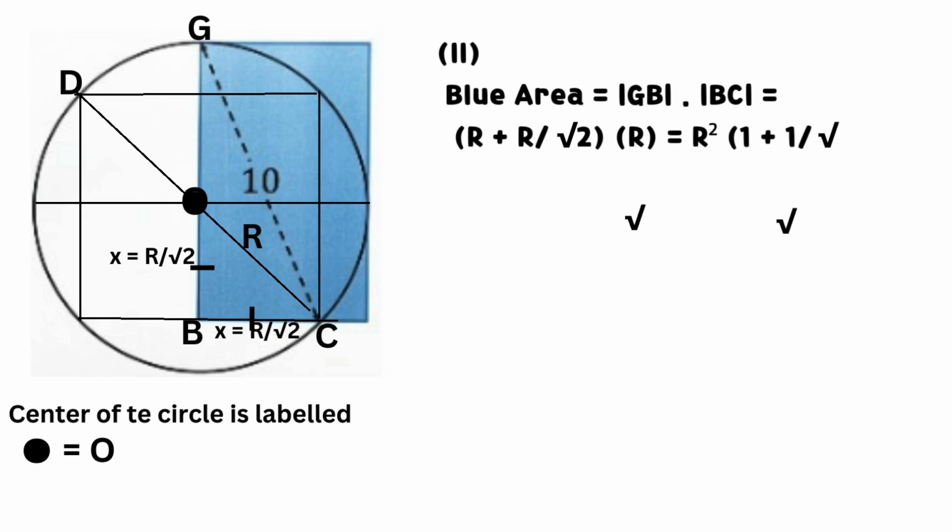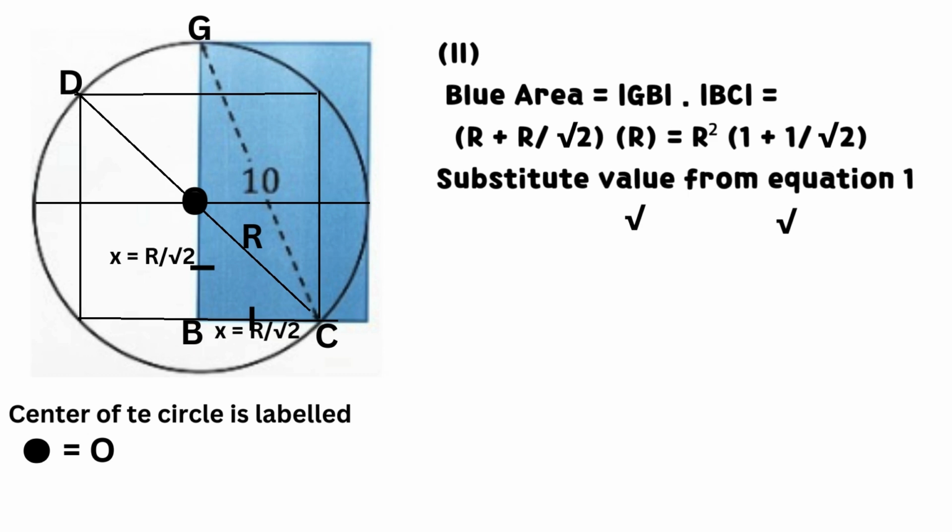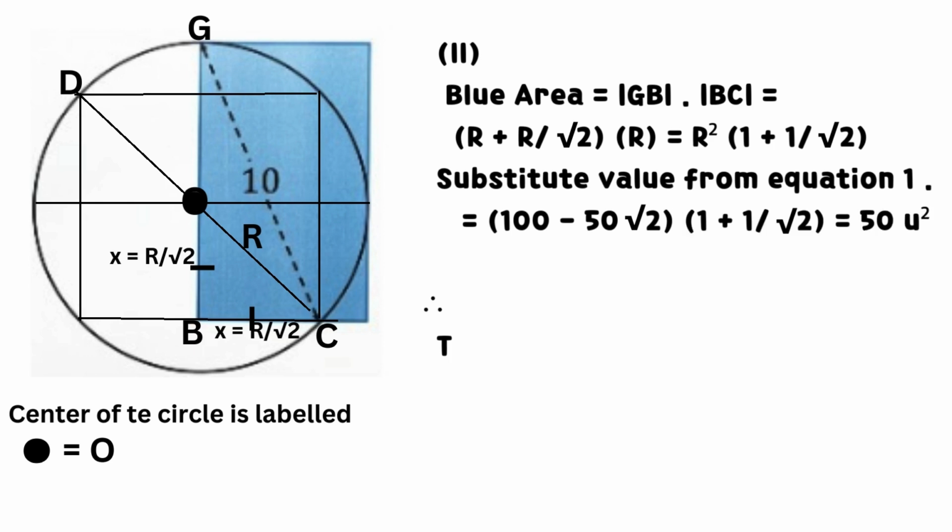Solution to question 2. Blue area equals the product of line GB and line BC, which equals the product of the square of R and the sum of 1 and 1 divided by the square root of 2. Substitute value from equation 1. Simplify and we have our result to be equal to 50 square units. Therefore, the blue area equals 50 square units.